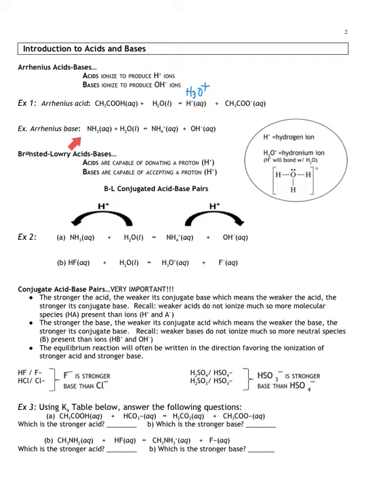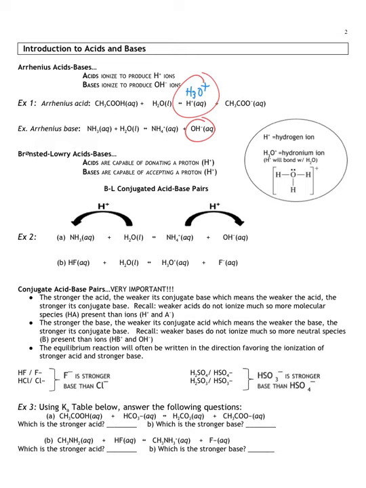An Arrhenius base is where a substance produces hydroxide ion, and that's what you're seeing in this reaction with water. It's just ammonia ionized in water to form ammonium and hydroxide. But the hydroxide is what really makes this an Arrhenius base, whereas hydrogen ion or hydronium ion is what makes this an Arrhenius acid.